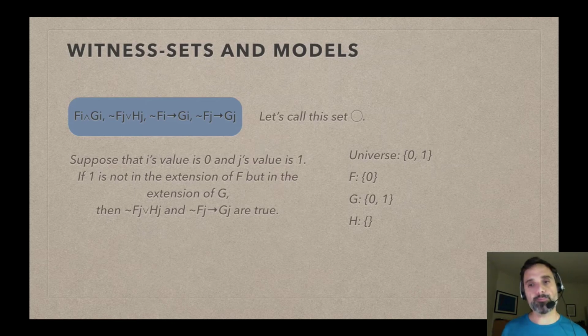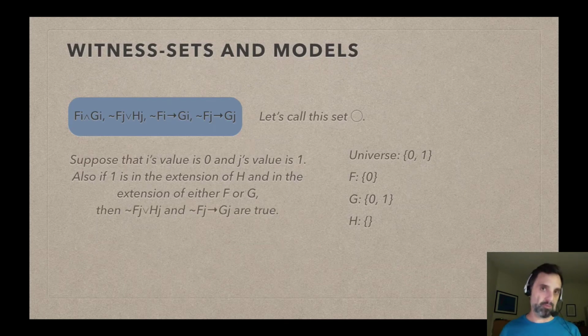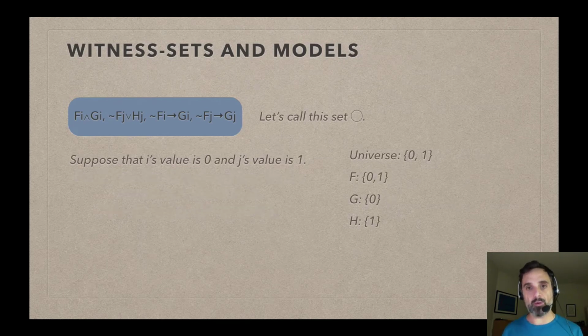Now we could also observe that if 1 is instead in the extension of H, and it's also in the extension of either F or G, then for similar reasons, not Fj or Hj, and also not Fj then Gj are going to be true. So we could instead have a model that looks like this. We have 1 in the extension of F and 1 in the extension of H, leaving 0 alone.